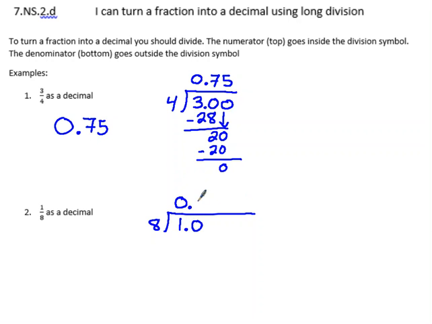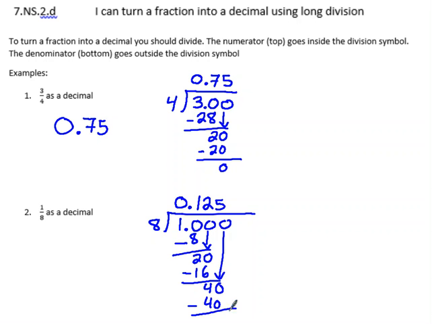And I can add zeros down here. So 8 into 10 would go in once. 10 minus 8 is 2. I can keep adding zeros, bringing them down. 8 goes into 20 2 times. Subtract, bring down another 0. 8 goes into 40 5 times, and it is going to terminate right there. So 1/8 as a decimal is 0.125.